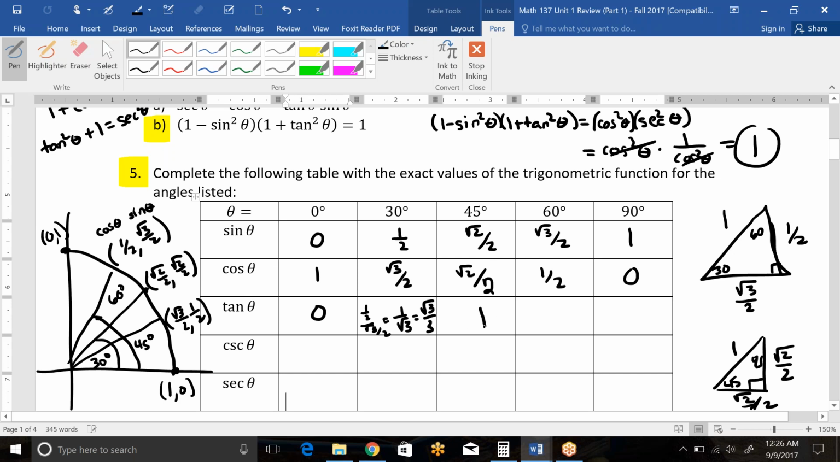For this one, you put the same thing over itself, so that's 1. In this case, you get square root of 3 over 2 over 1/2, which means that it ends up being square root of 3 over 1. And 1 divided by 0 is undefined.